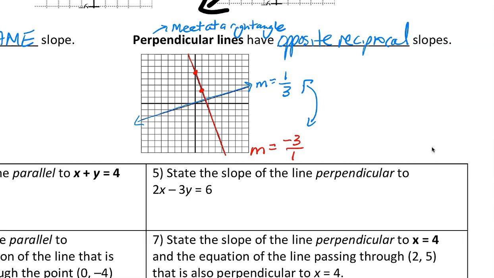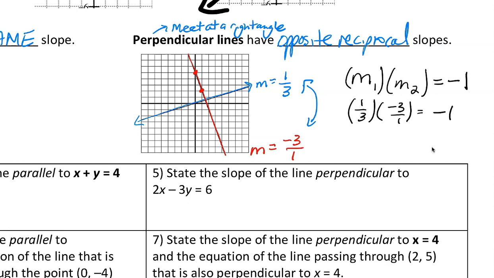Another way to think of it is if you have the slope of the first line, we'll say m1 is the slope of the first line, and you multiply it by m2, the slope of the second line, you should get negative 1. So for instance, we had 1/3. If we multiply that by negative 3 over 1, we get negative 1. So that's kind of a definition of sorts of perpendicular lines. Two lines are perpendicular if the product of their slopes equals negative 1.